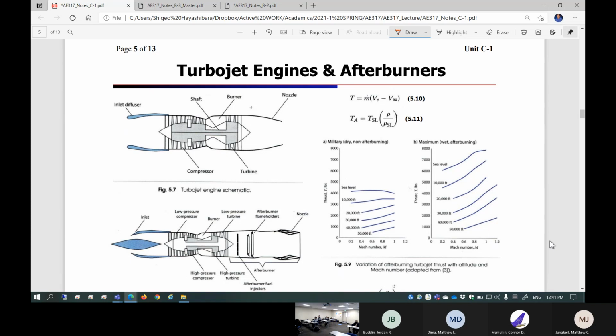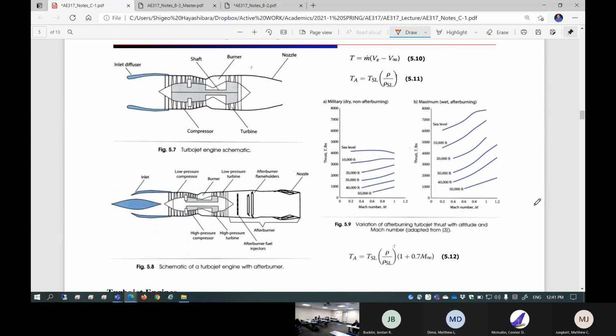So this is a different type of engine, something called a turbojet with afterburner. And if you have a bypass here, this is actually a low bypass ratio turbofan. No, this is a turbojet. There's no bypass. So this is a pure turbojet. This is a turbojet with afterburner. Okay, good.